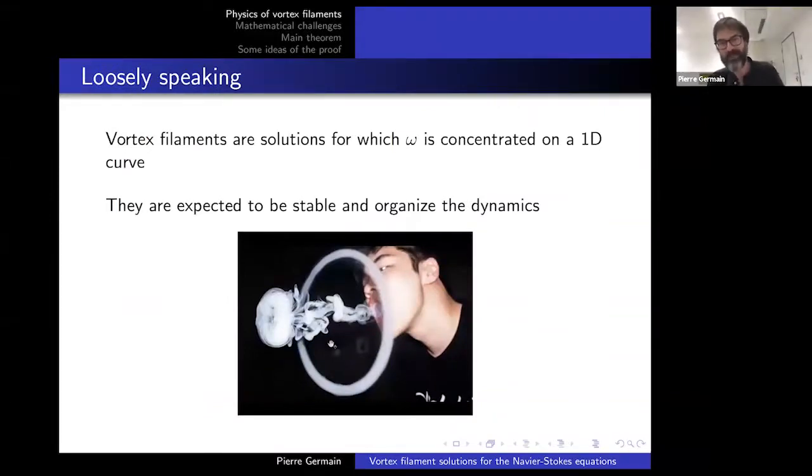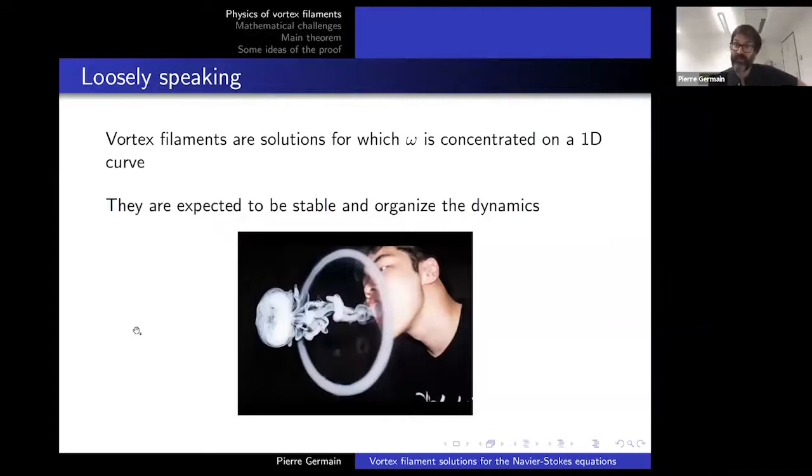This picture is meant to illustrate what vortex filaments might look like. So, don't try this at home unless you're an expert. But you have many such nice pictures on the internet. And I guess the idea is that these sort of structures are usually described by vortex filaments that I will define in a second. And they're seen to be stable in many situations. So these are relevant physical objects. And even more so, beyond such nice pictures, it's believed to be important in the dynamics of incompressible flow.